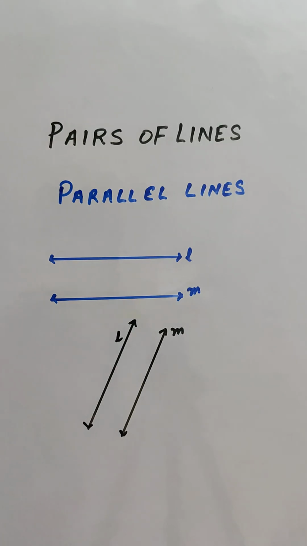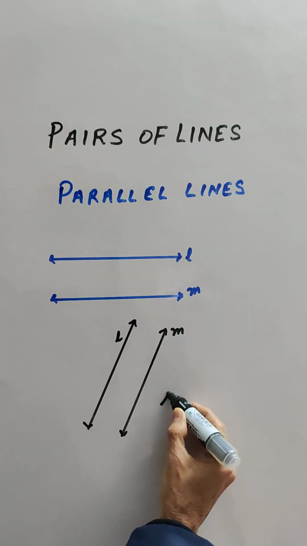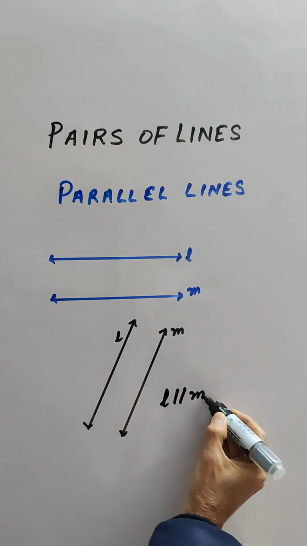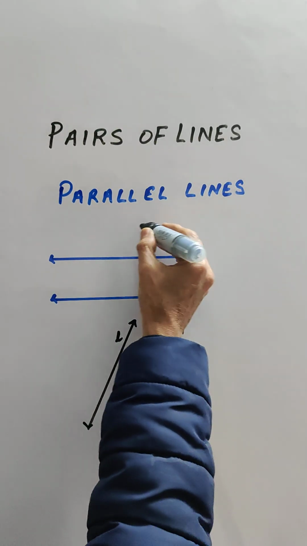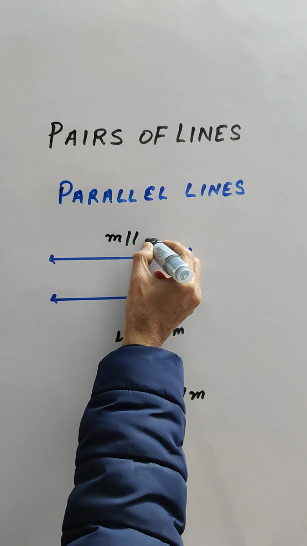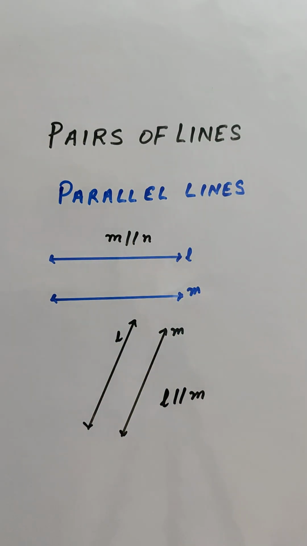We write them according to the given figure: L parallel to M, like two lines, and then M. It is read as L parallel to M. Or we can also say that M parallel to N. The perpendicular distance between two parallel lines always remains the same, like the perpendicular distance between two railway tracks always remains the same.